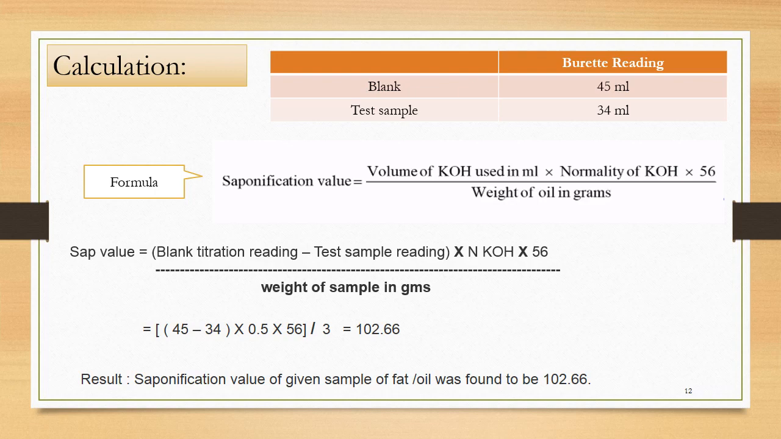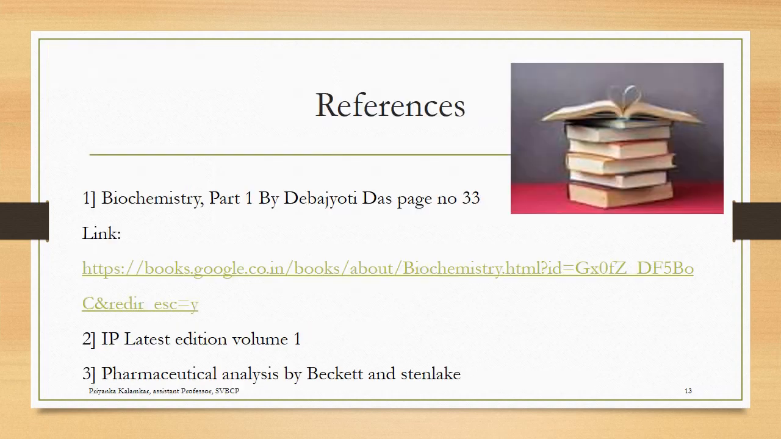So what is the result? The final conclusion is that the saponification value of the given sample of fat or oil was found to be 102.66. So this is the calculation and you have to report the sap value for the given sample. Now you have to compare this saponification value with the values given in IP or standard books for that particular sample. If it is within that range, then that sample is proper. If it is not in the range, if it is beyond that range, it means the sample is adulterated. So I hope I am clear in this.